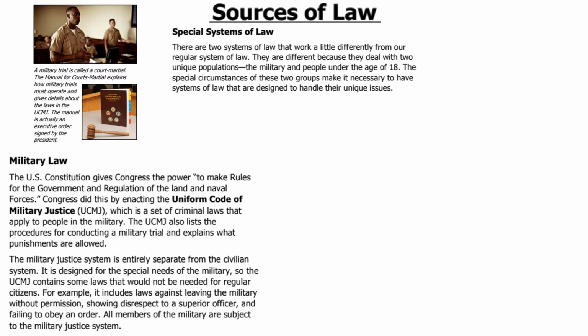The UCMJ also lists the procedures for conducting a military trial and explains what punishments are allowed. The military justice system is entirely separate from the civilian system. It is designed for the special needs of the military, so the UCMJ contains some laws that would not be needed for regular citizens. For example, it includes laws against leaving the military without permission, showing disrespect to a superior officer, and failing to obey an order. All members of the military are subject to the military justice system.